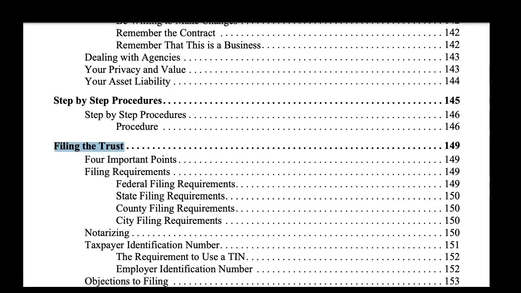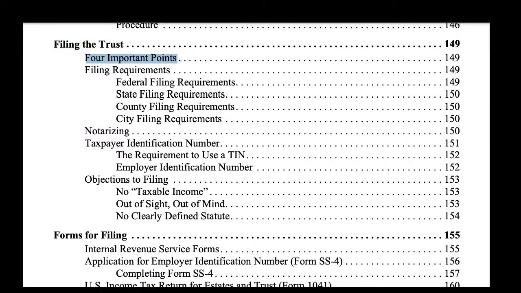Filing the trust. Four important points. Filing requirements. Federal filing, state, county, and city. Notarizing, taxpayer identification number. Now, objections to filing. No taxable income, out of sight, out of mind, and no clearly defined statutes. So those are some good objections there.